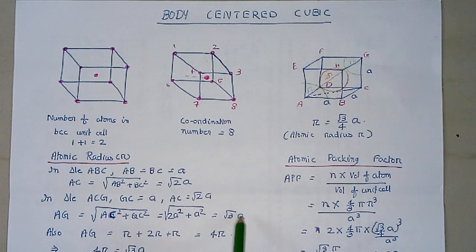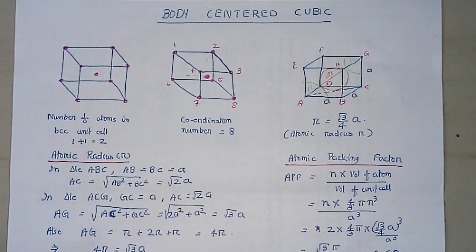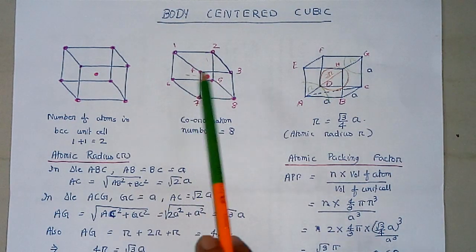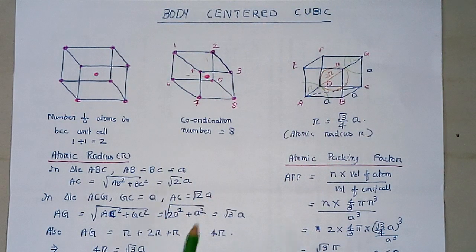So we can equate these two. So we can write 4R equals root 3 into A, or we can write R equals root 3 upon 4 into A. So this is the relation between R and A for this body centered cubic.